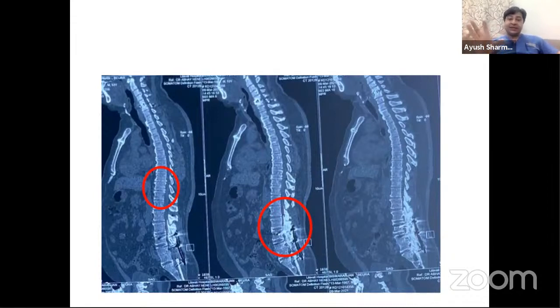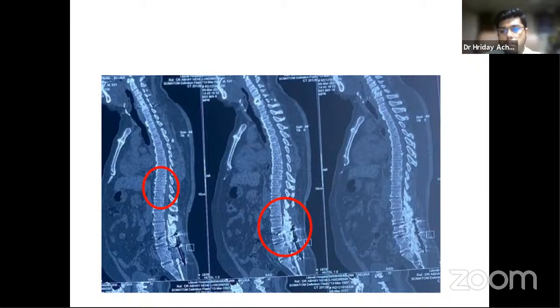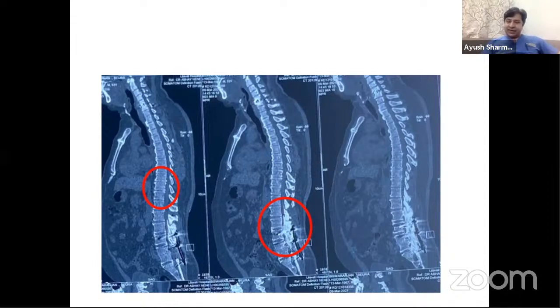So again, CT scan, the idea is to pick out something in this case. CT scan is again very, very important, and sometimes we will be in for a surprise like this. So, sir, in this you'll do the cervical first, most likely, because I think cervical is how fit the patient is to undergo multiple surgeries.